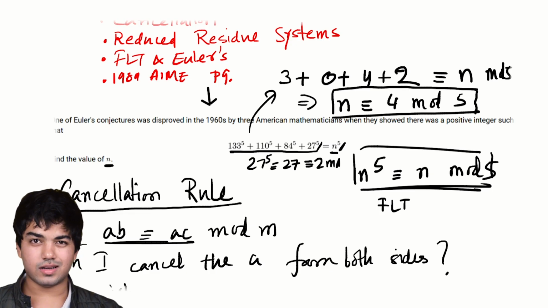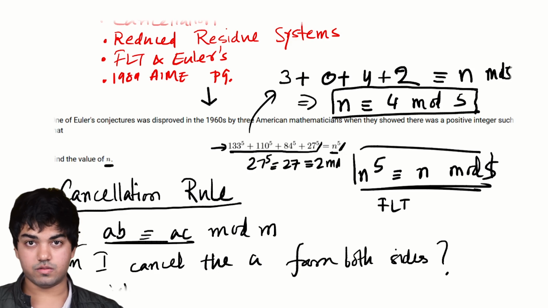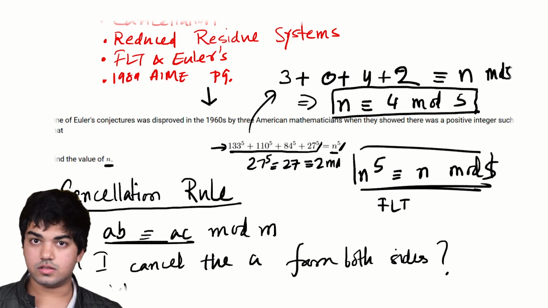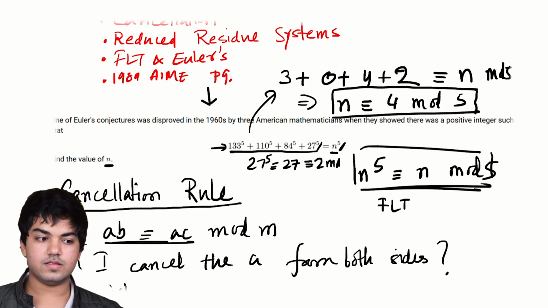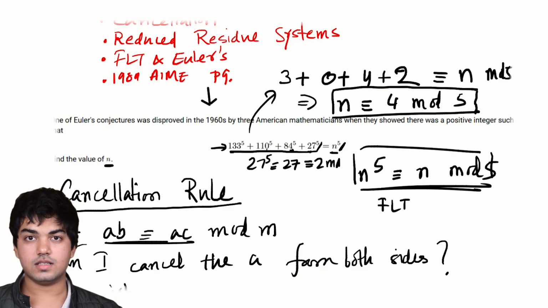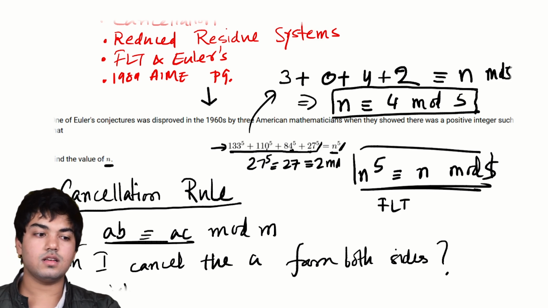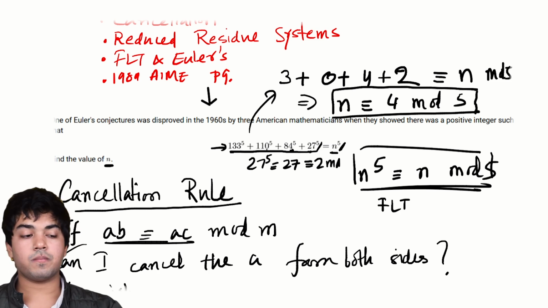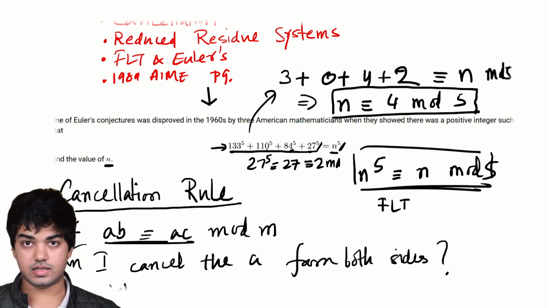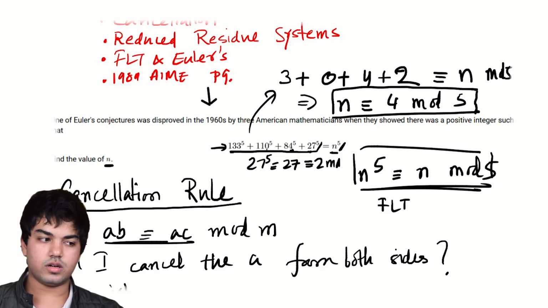Looking modulo 2 is just asking whether n is odd or even. We just need to see if this is odd or even, right? 133 to the 5 is obviously odd. Odd times odd is odd and so on. This is odd. This is even, this is even, this is odd. Even plus even is even, odd plus odd is even. So the left hand side is even, as the right hand side is even. If n to the 5 is even, obviously n is even, right? So n is congruent to 0 mod 2.